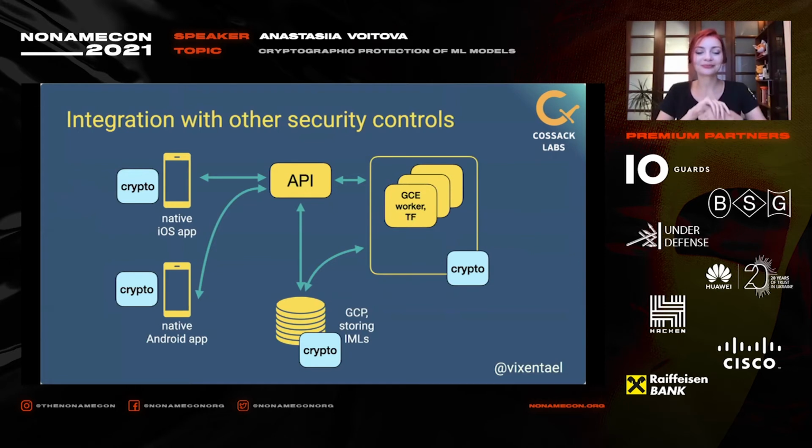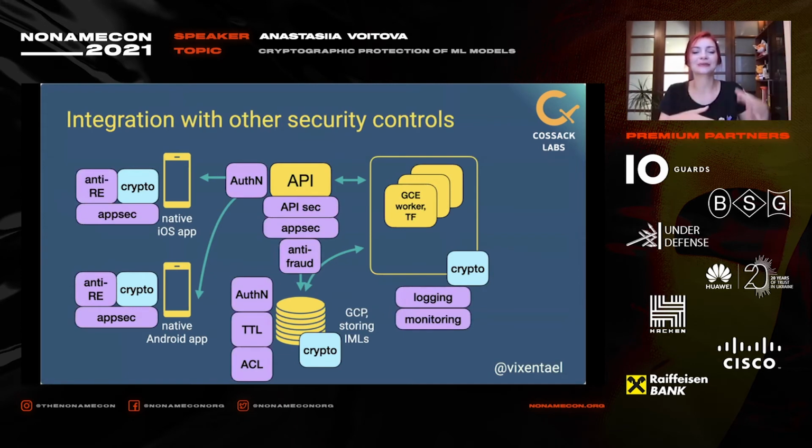So remember, we have the scheme where we already use crypto on the backend side. We already store encrypted data on the cloud, and we use crypto on the mobile side to decrypt data. And now let's put traditional security controls there. Let's put authentication, API security, application security, anti-fraud, anti-reverse engineering, yada, yada, yada, because cryptography doesn't exist in a vacuum. You still need these traditional security controls. You still need to log. You still need to monitor. You still need to understand whether users are malicious or not.